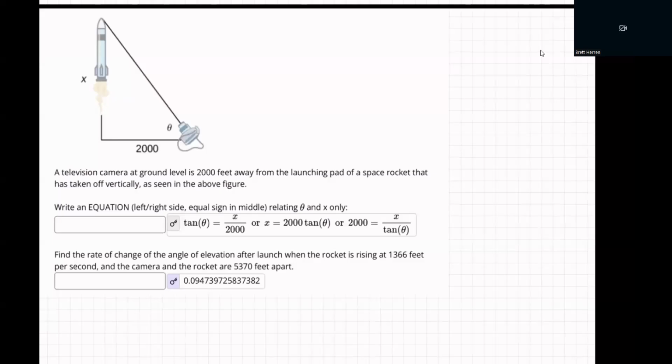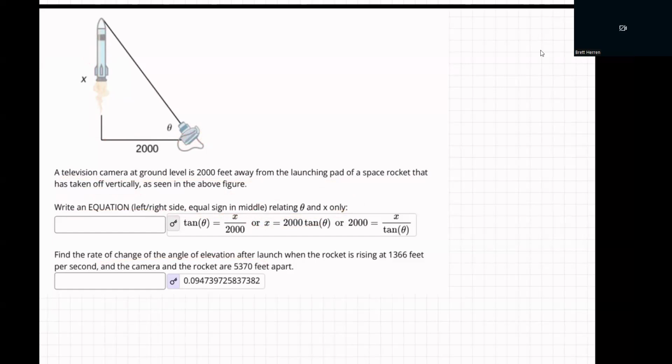Okay, so here we have a rocket going up, television camera watching it 2,000 feet away. A television camera at ground level is 2,000 feet away from the launching pad of a space rocket that has taken off vertically, as seen in the above figure. Write an equation, left side, right side, equal sign in the middle, relating theta and x only, and find a rate. Okay, so let's do it.